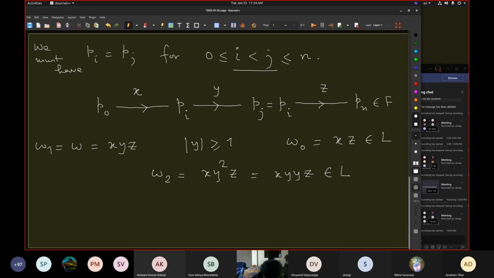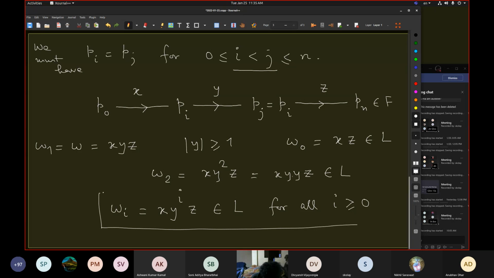I think no. So I can simply generalize this concept and I can say that Wi, which is x y power i, z, is in L for all i greater than or equal to 0. Happy?